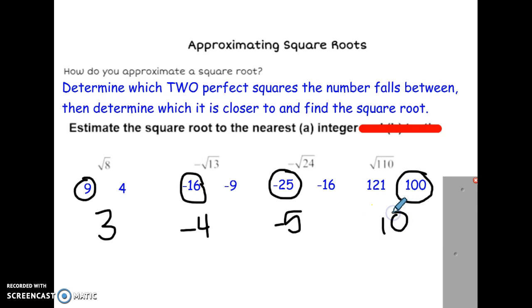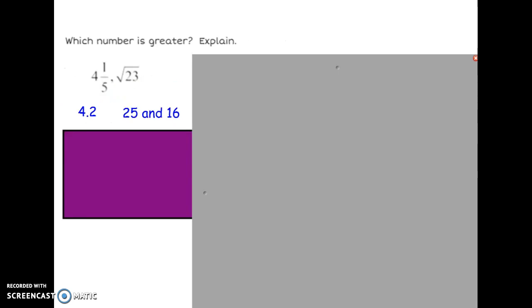Now, yep, I could grab a calculator and I could say the square root of 8. And actually, I'm going to do that right now. I'm going to find a calculator and I'm going to do the square root of 8. And that is going to give me 2.82. Is that close to 3? It absolutely is. So I know that I'm accurate in that guessing. So now that I can approximate, I have to decide which one's greater. So if I have 4 and 1/5, that I know is a decimal of 4.2 because it's 4 and 2/10. Okay, so then I've got the square root of 23.